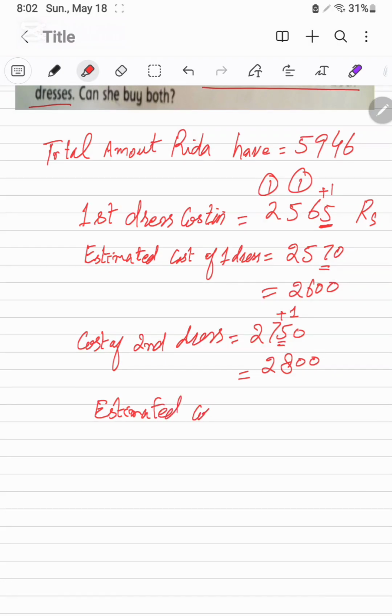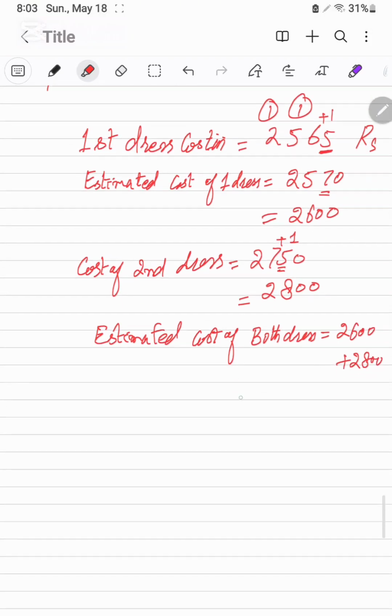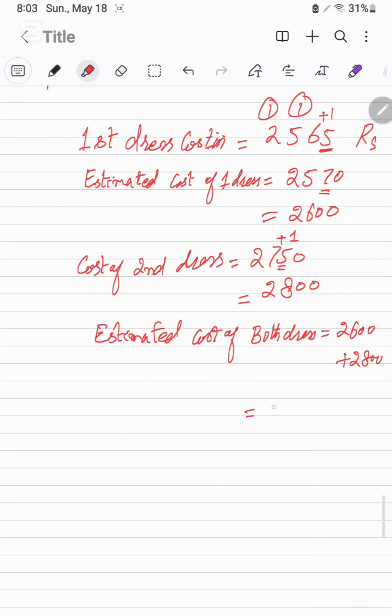Estimated cost of both dress. We will add these two quantities, that is the 2600 plus 2800. It will be the 5400.